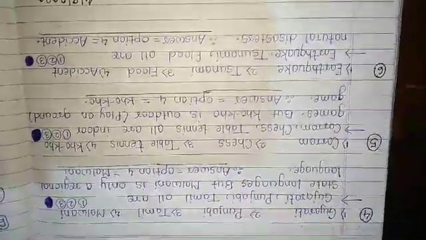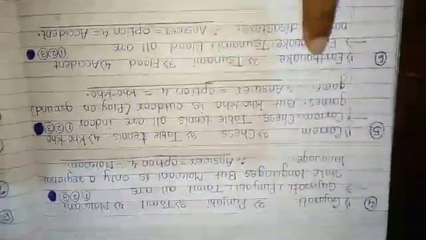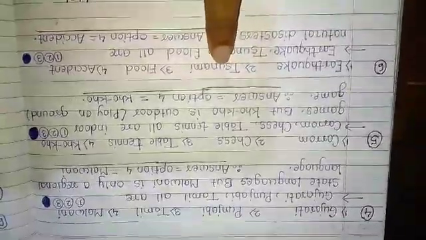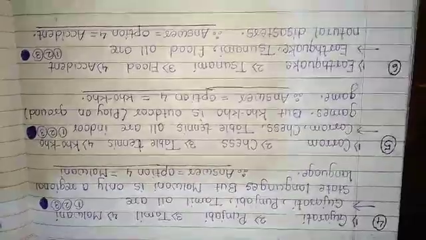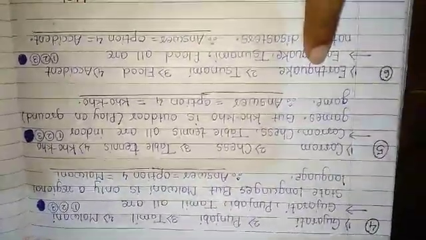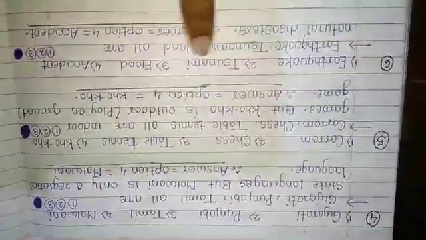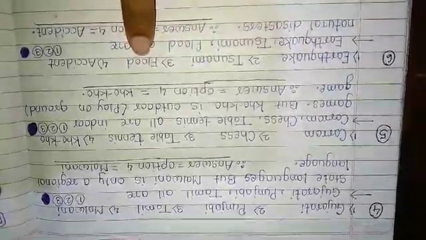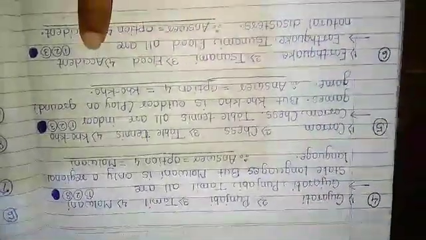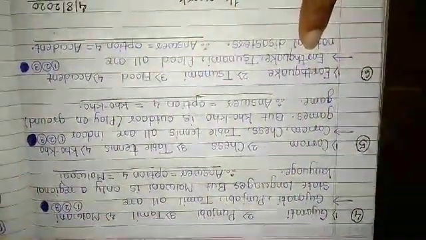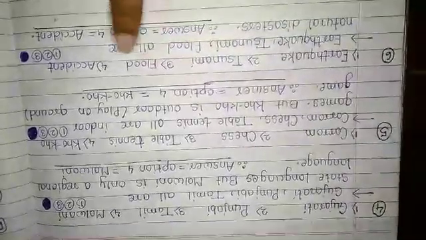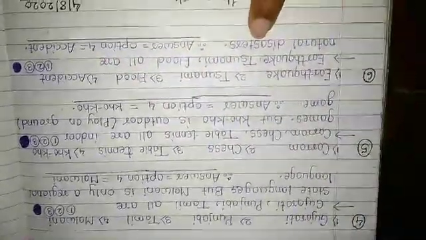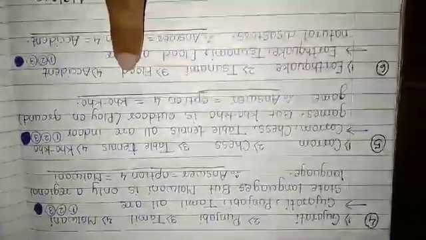What are the four words there? First is earthquake, second is tsunami, third is flood, and fourth is accident. What do we see? Earthquake means bhukampa, tsunami means tsunami, flood means pur, and accident means apghat. So earthquake, tsunami, and flood are natural disasters. These are all natural disasters.